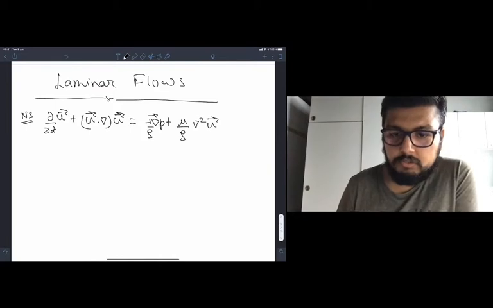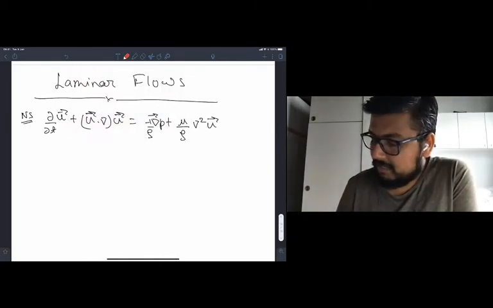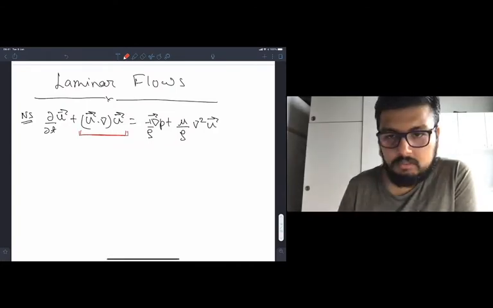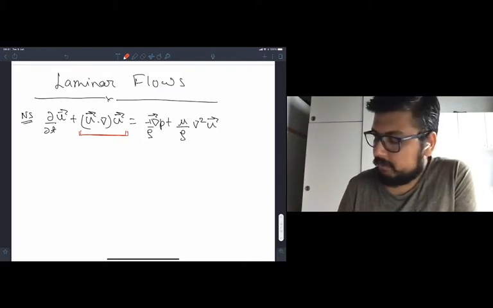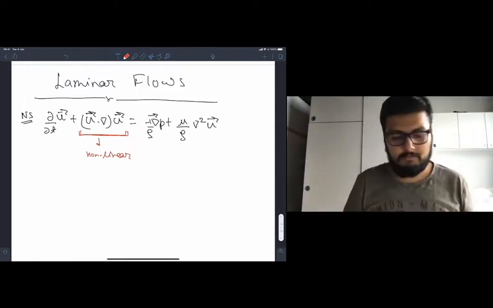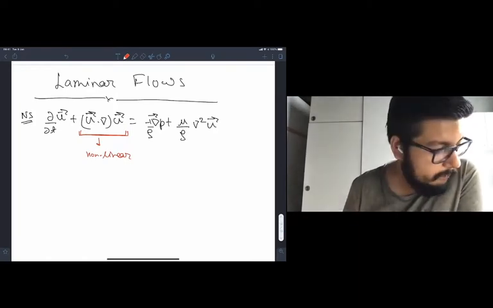Now the solution to this equation is often quite difficult because of this non-linear term over here. So this u dot nabla operator applied on the velocity field u is a non-linear term. And in general, a generalized solution to Navier-Stokes becomes very difficult because of this nonlinear term.